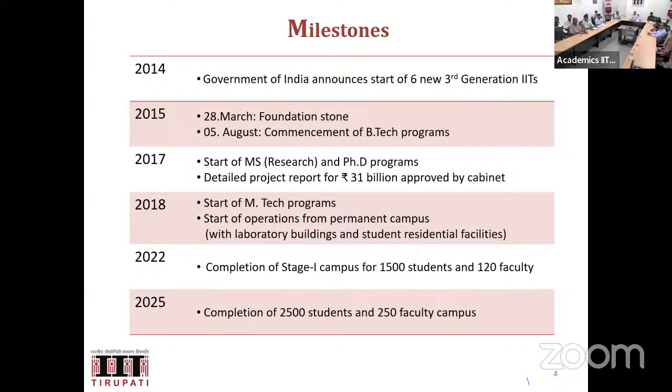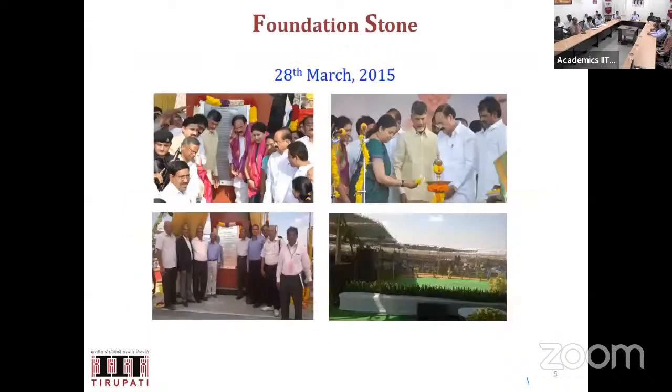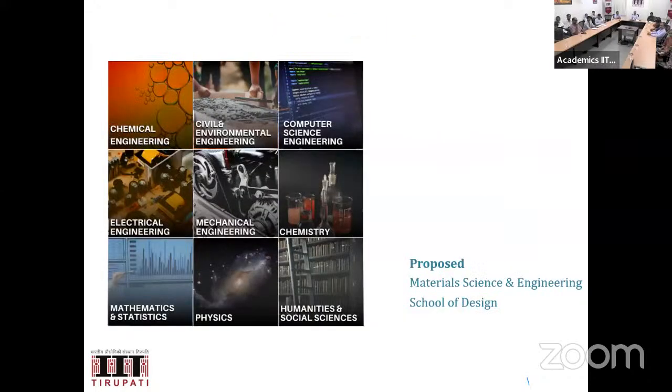Right now we're building our campus. We're almost completing stage 1, and stage 2 will start soon. I'll talk about it in more detail later on. Right now we have 9 departments in the institute: the 5 engineering departments, chemical engineering, civil and environmental engineering, computer science engineering, electrical and mechanical engineering.